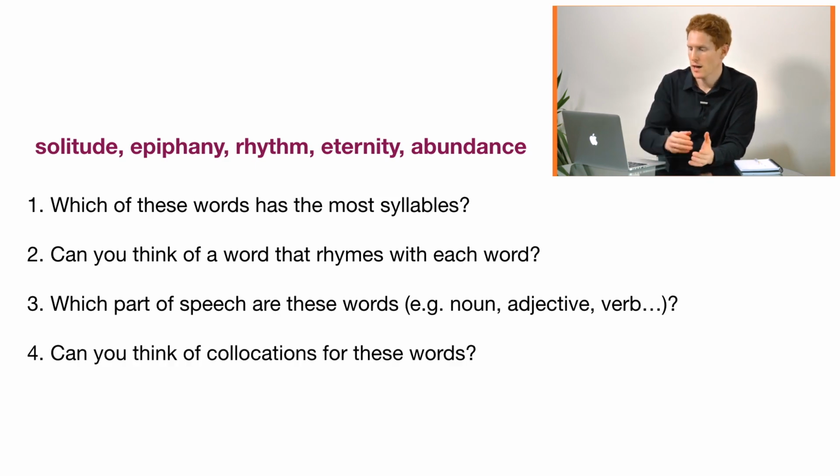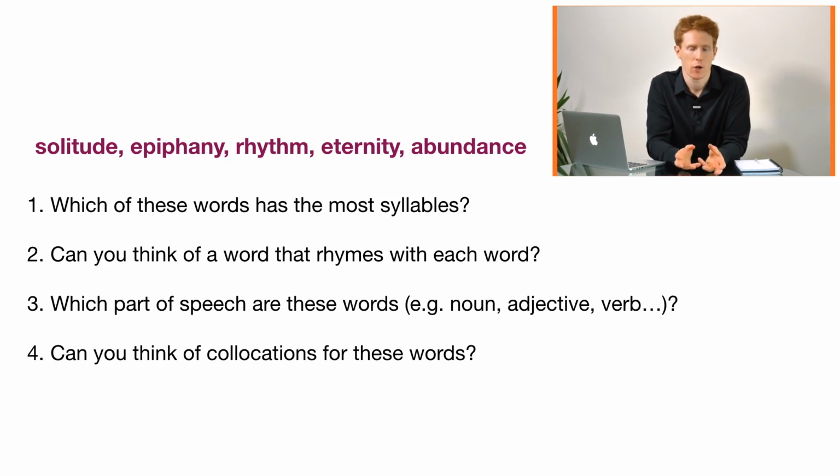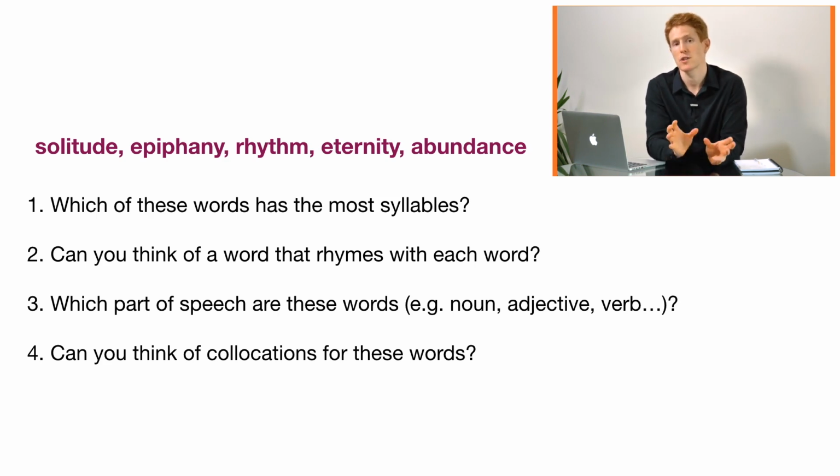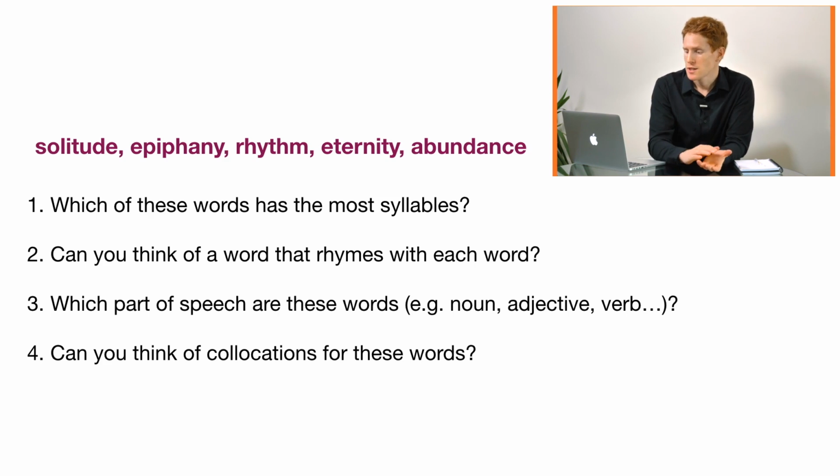Question number 4. Can you think of collocations for these words? So collocations are words that go together. So for example, we could say life of solitude. That's a collocation. Sudden epiphany. Again, 2 words that often go together. Sense of rhythm. All eternity. In abundance. So for example, at the wedding there was food in abundance. So these are collocations, and you would think of collocations for the words that you want to learn.